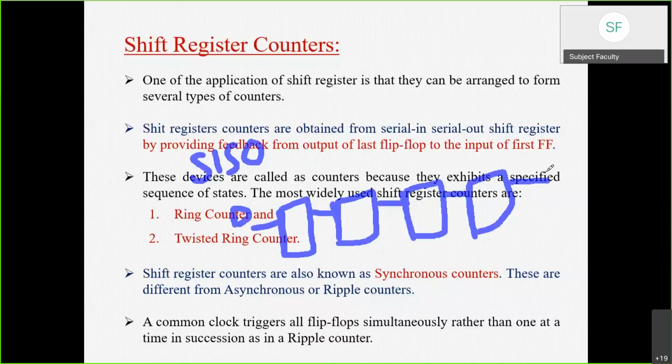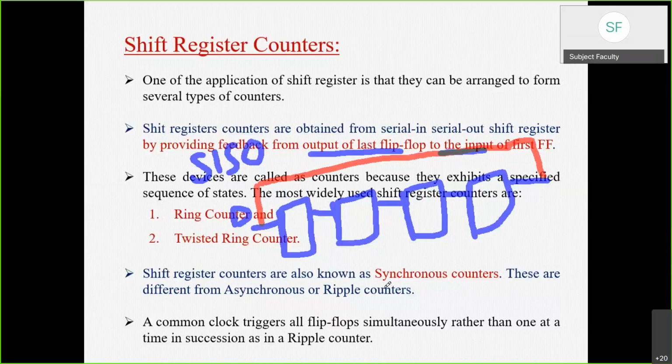So this was basically the logic diagram. In that, you simply have to give a feedback. You are providing a feedback from the output of the last flip-flop to the input of the first flip-flop. So only one connection you are giving and that's it. This serial in, serial out register will now be known as a ring counter.